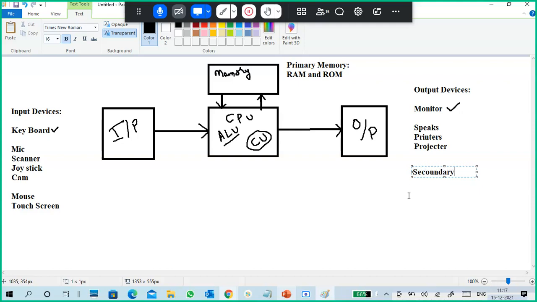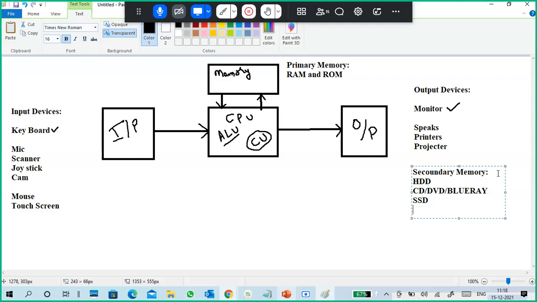Secondary memory. It means where you store data: hard disk. Very good. Okay, so basically hard disk, CD, DVD, Blu-ray. SSDs have come into the market nowadays. These are all used to store data. Mainly hard disk and SSDs store the operating system, applications and usually data.